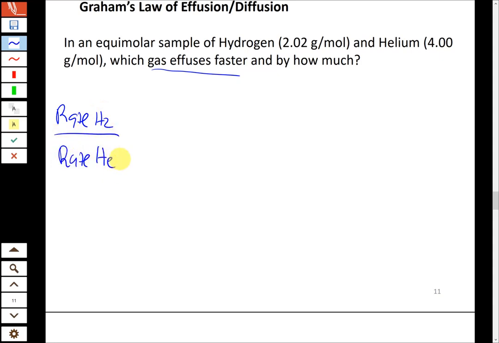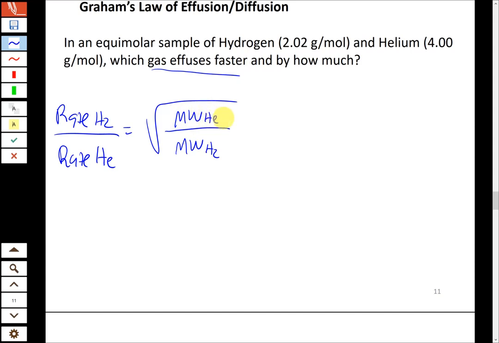We'll do hydrogen over helium, but you could have set it up either way. You'll get the same outcome either way. So we're going to do hydrogen over helium, and that's going to be equal to the inverse square root of the molar masses. So if we have rate of hydrogen on top, we need to have the molar mass of hydrogen on the bottom on this side of the equation, and then rate of helium on the bottom on the left means that the molar mass of helium goes on the top over there.